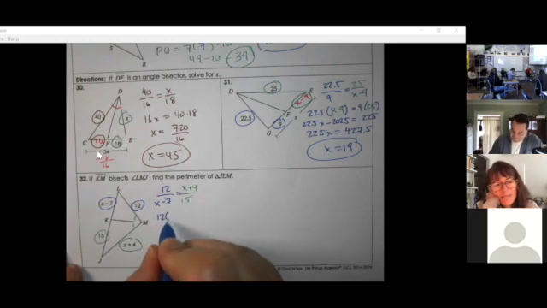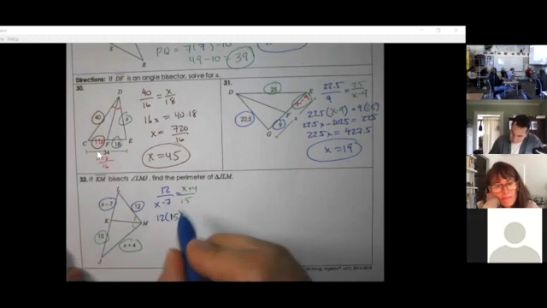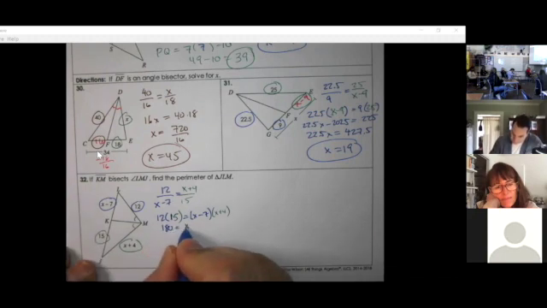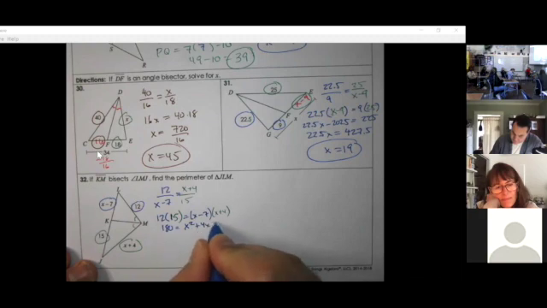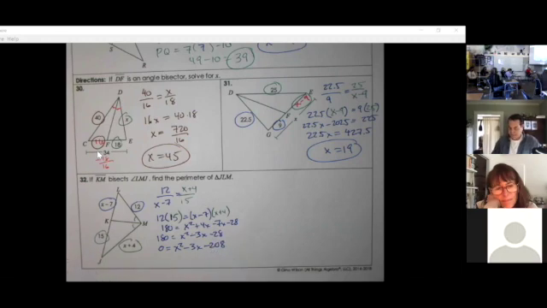So 12 times 15 equals x minus 7 times x plus 4. So 12 times 15 is going to be 180 equals x squared plus 4x minus 7x minus 28. 180 equals x squared minus 3x minus 28. Subtract this over and we get 0 equals x squared minus 3x minus 208. All right, same idea. We have to figure out what the factors are of 208.